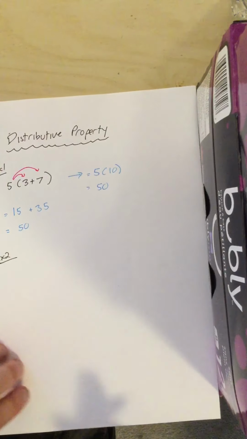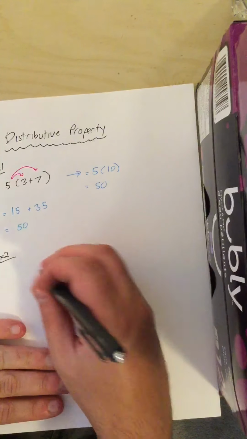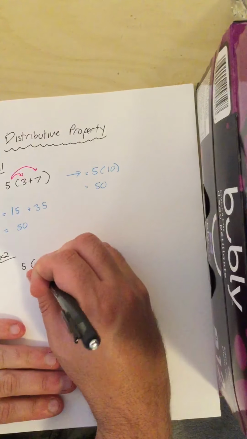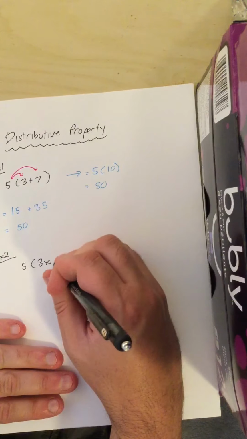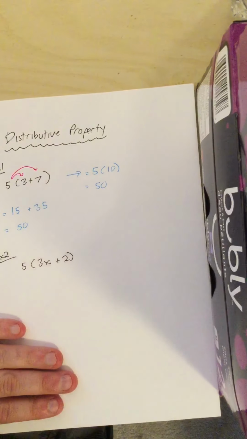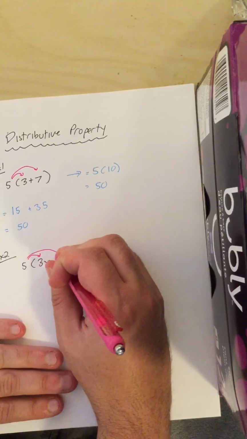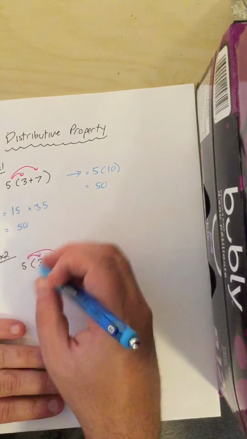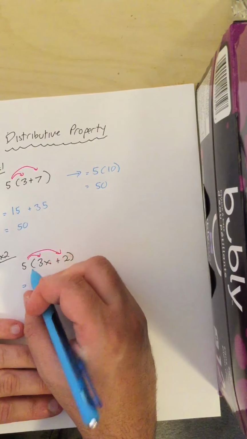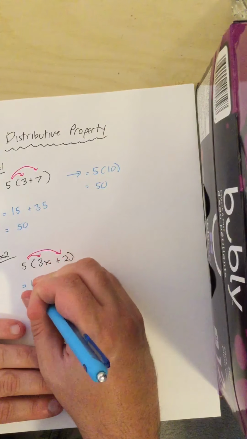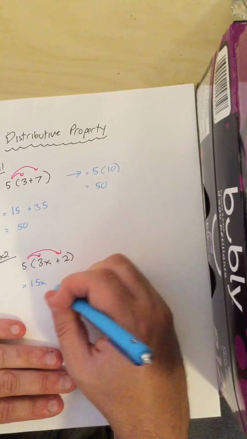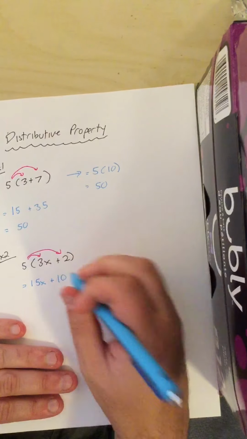So example 2. Let's say we had 5 times 3x plus 2. So the 5 is right next to the bracket, so we can multiply it. So we're going to get 5 times 3, and the way we multiply it is 5 times 3 is 15, so 15x, 5 times 2 is 10.